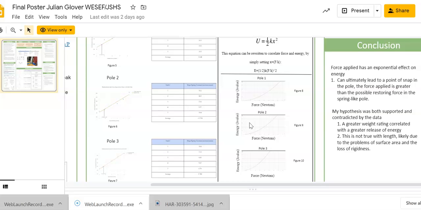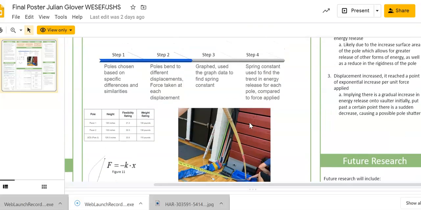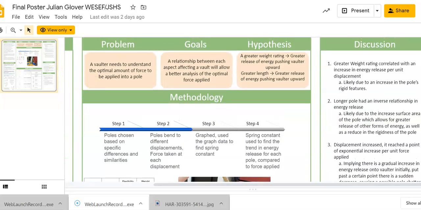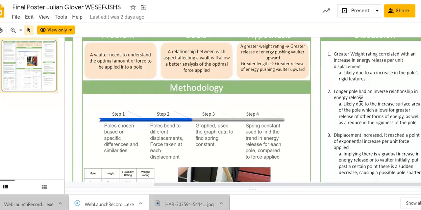As displacement got past a certain point, it started becoming an exponential increase in energy, and as force reached a certain point, it started becoming an exponential increase in energy as well as displacement. So, my discussion was that a greater weight rating did correlate with an increase in energy release per unit displacement. I said that was likely due to an increase in the pole's rigid features with greater weight rating. Also, a longer pole had an inverse relationship with energy release, which went against my hypothesis.